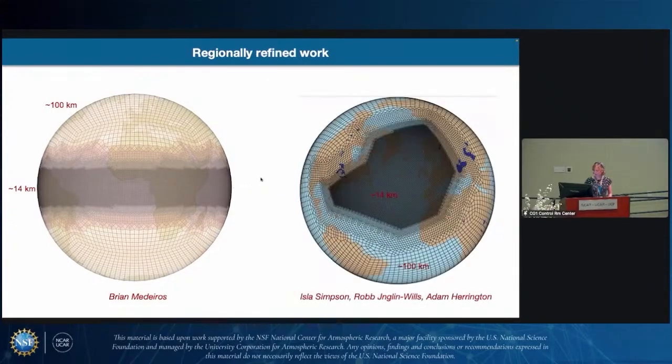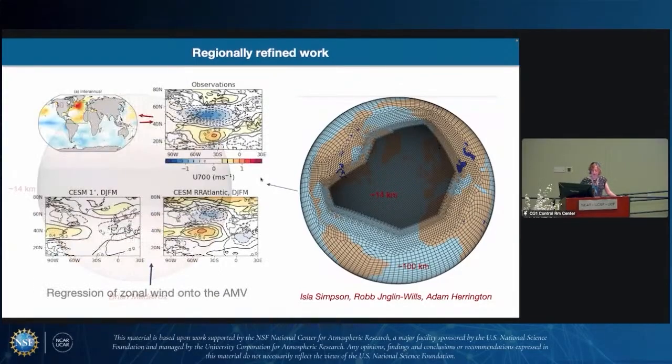And then in the North Atlantic, the motivation of this experiment was really to look at whether the nature of ocean-atmosphere coupling changes at higher resolution. And here's just a regression of zonal wind onto the AMV index. So basically when you have the positive AMV in the observations, that's accompanied by an equatorward shifting of the jet.